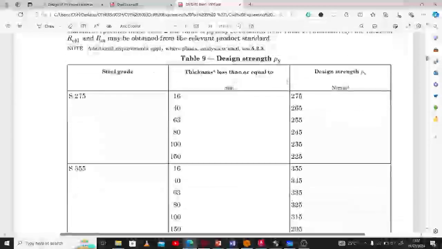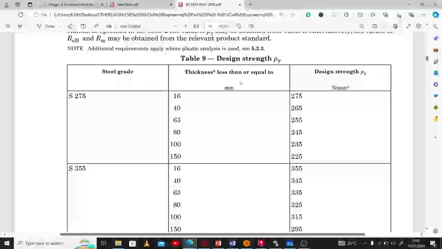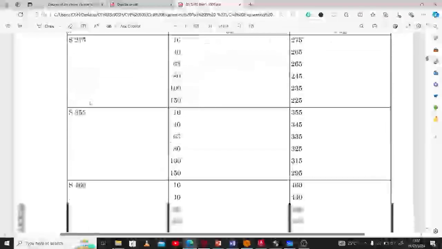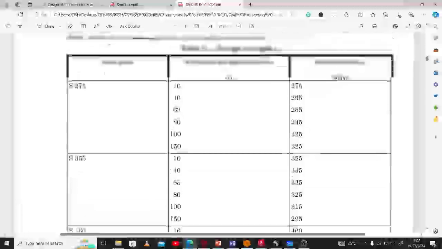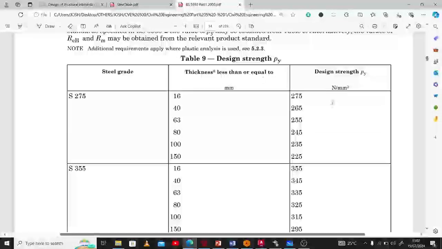So this is table 9. It speaks of the steel grade and the thickness, then the design strength. Under each steel grade we have S275, S355, S460, and there are different design strengths under each steel grade. All right, so which of them applies to the particular beam that we have chosen as the initial trial section? And that's what we want to do here.